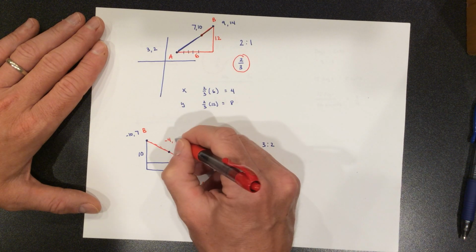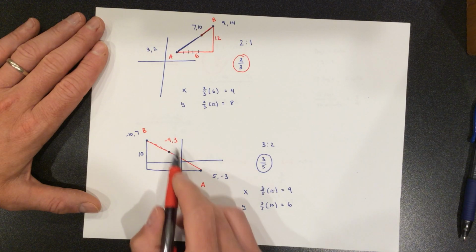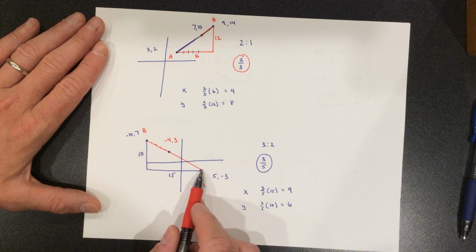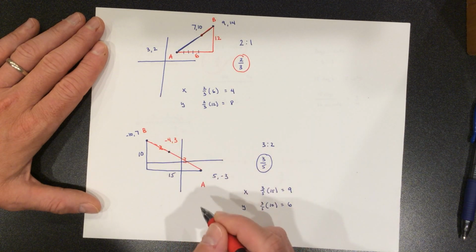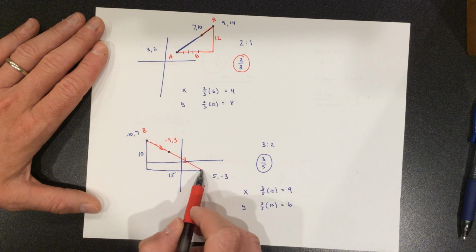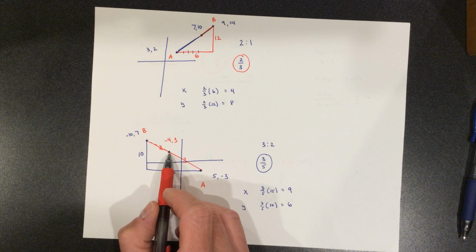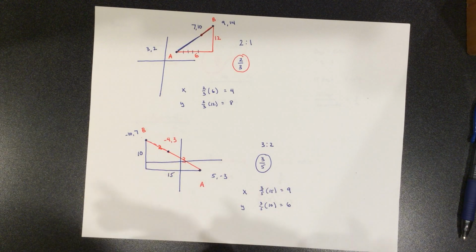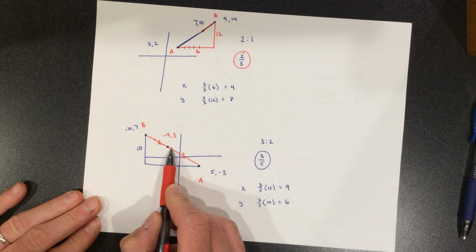6 steps up, I get to 3. And I'm done. That point partitions this line segment into a 3:2 ratio, which is the same thing. Instead of taking all the way, I go 3/5 of the way. 3/5 of the way breaks it into a 3 and a 2. I could have done 2/5 of the way this way.